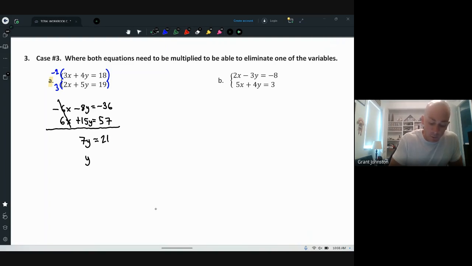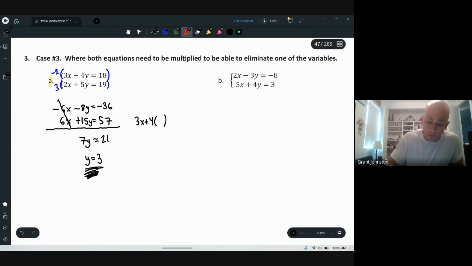Divide by 7. y is 3. Now I've got to take 3 for y and plug it into either equation. I'll just plug it into the first one. So it's 3x plus 4y, but we know y is 3 now, so I'm going to put a 3 in for y, equals 18.